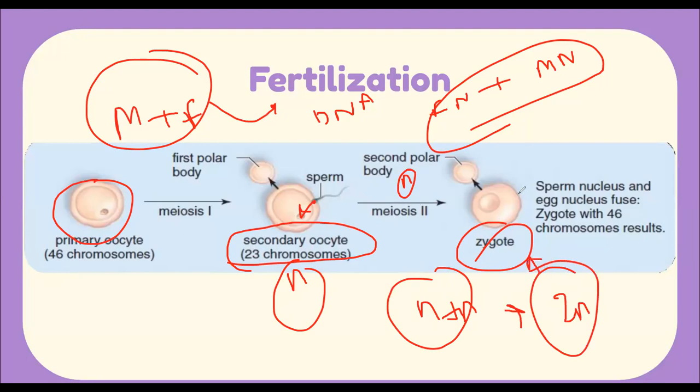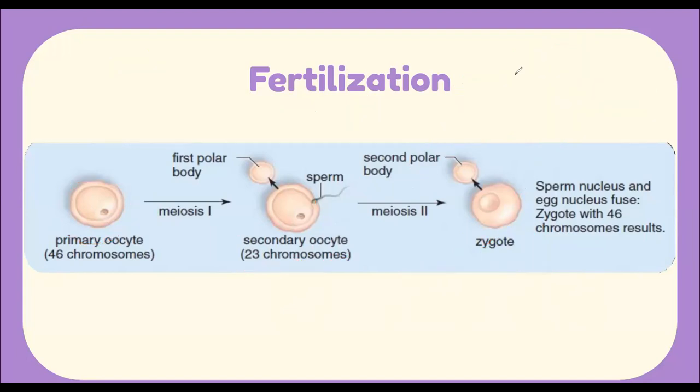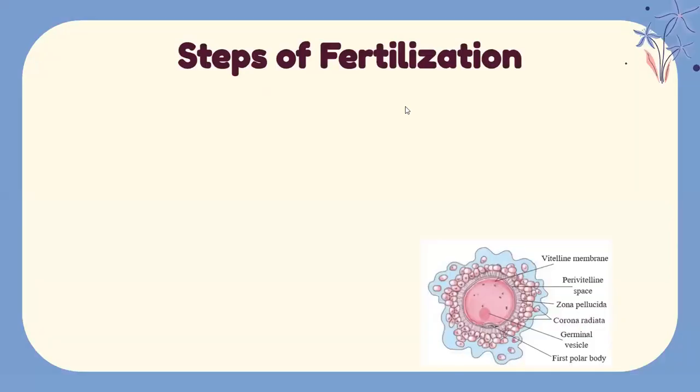Then this zygote will further develop, multiply, divide, and the ball of cells will increase, and this will develop into the embryo, which will further develop into the fetus, the baby. So in simple terms, this is what we understand by fertilization. Now, let's dig deep into the steps of fertilization.